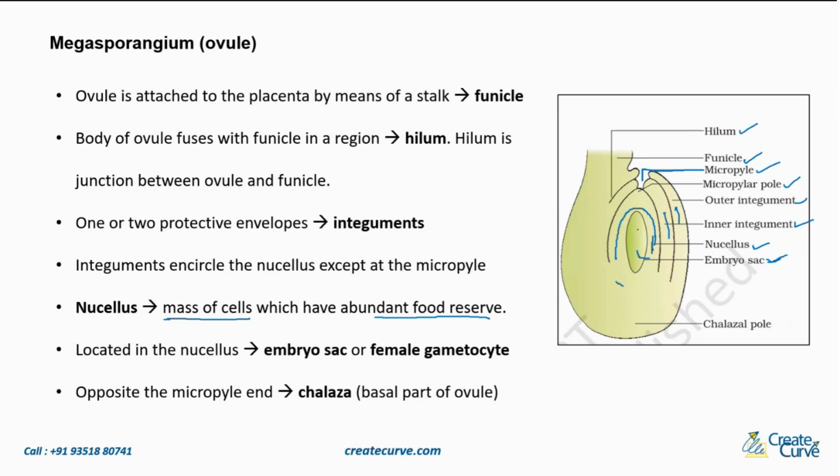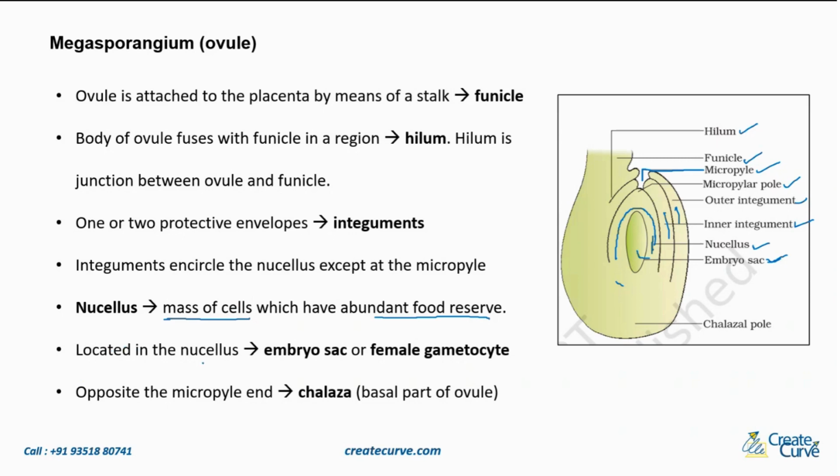The embryo sac is where all the division will happen. And this embryo is finally going to grow bigger, and this is how you're going to get the new plant. Correct? So to give nutrition to this embryo sac, the nucellus is present around it. It has food reserves, which is why it has to be protected. That's why you have two integuments, the inner and the outer integument.